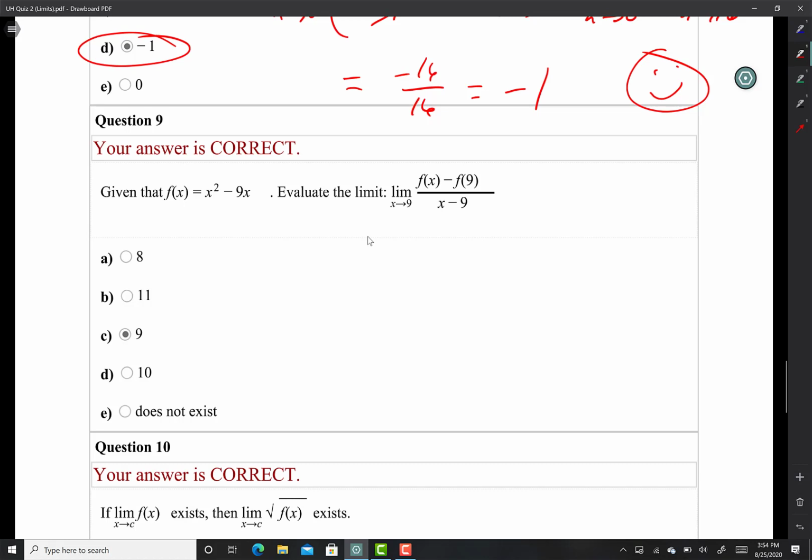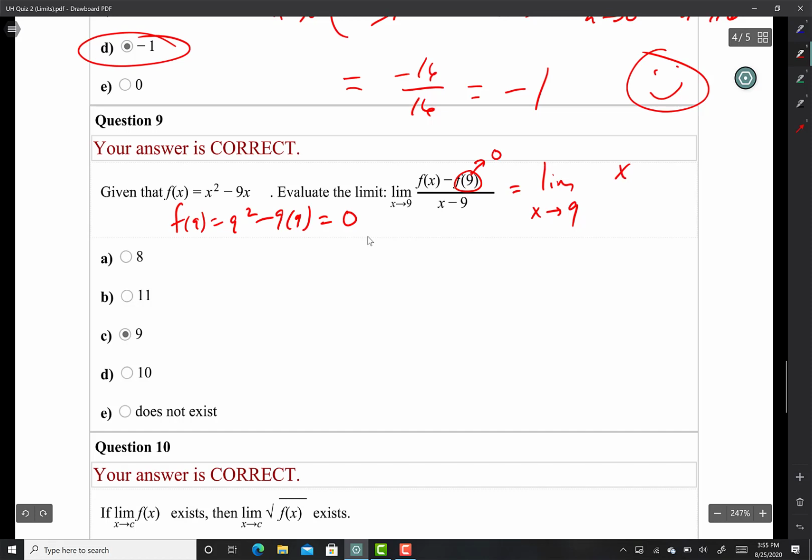All right. And then this one's actually from our example or in our notes, but not everyone has our notes. So let's just go ahead and take care of it, guys. F of 9 is 9 squared minus 9 times 9. So 9 squared is 81. 81 minus 81 is 0. So now I can just write limit as x approaches 9. F of 9 is 0, by the way. So I'm just going to write f of x, x squared minus 9x over x minus 9.